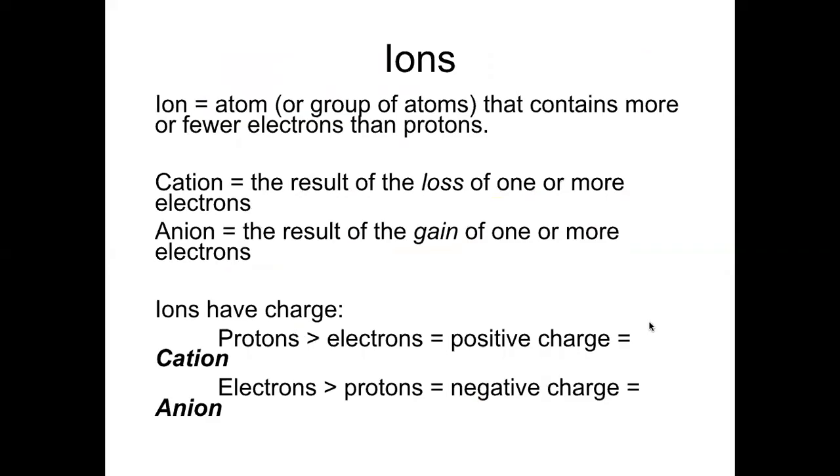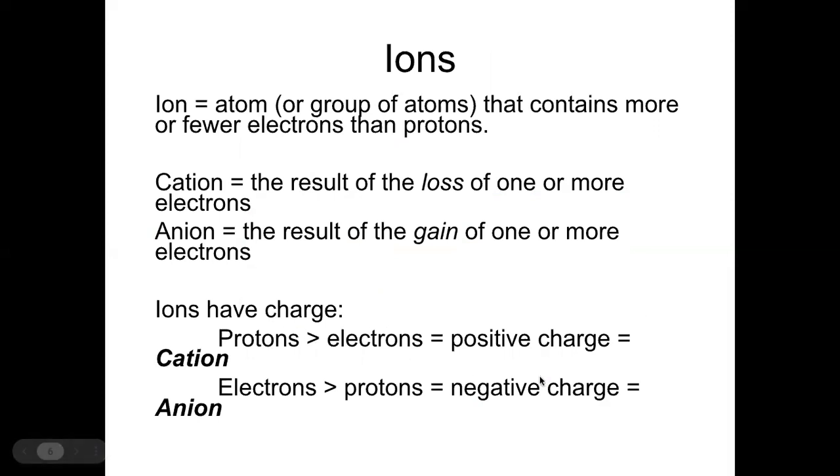Ions are atoms or groups of atoms that contain more or fewer electrons than protons. Cations are a result of the loss of one or more electrons, and anions are the result of the gain of one or more electrons. And these cations and anions have a charge.